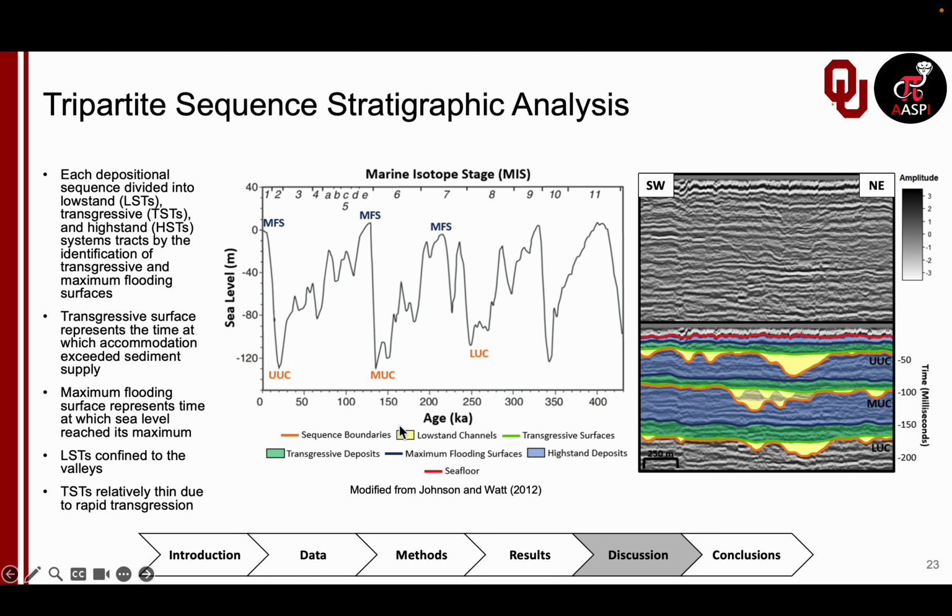So what we see from this is that the lowstand systems tracts are mostly or entirely confined to our valleys. And then we also see that our transgressive systems tracts are relatively thin. And that makes perfect sense because we can see that each low stand event was followed by a very brief and rapid period of transgression. So just not a lot of time for these transgressive deposits to accumulate.